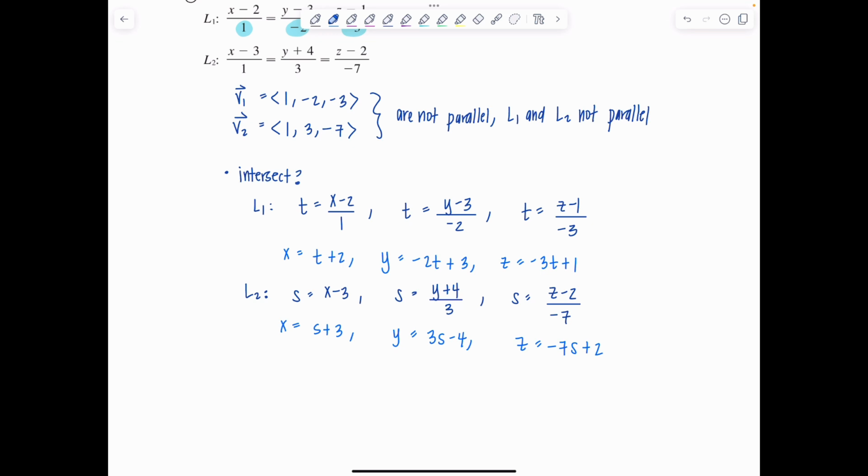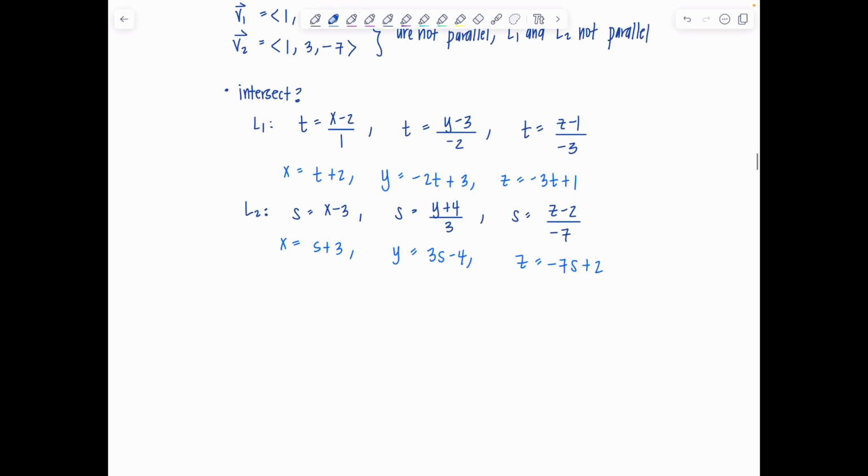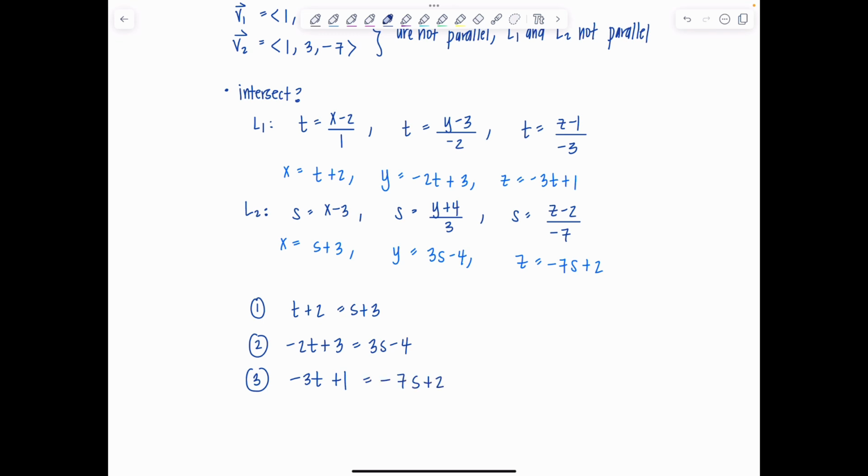Everything good? Okay, so we can set up our system of equations just like the last problem. Equation 1, I'll set the x coordinates equal to each other. So t plus 2 equals s plus 3. Setting y's equal to each other, negative 2t plus 3 equals 3s minus 4. And third equation, negative 3t plus 1 equals negative 7s plus 2.